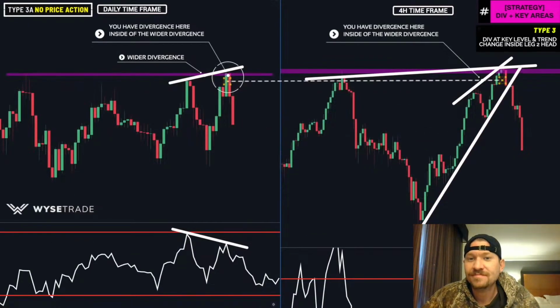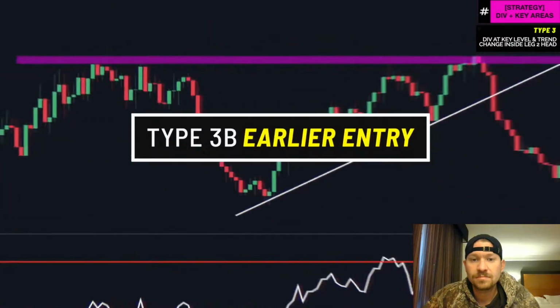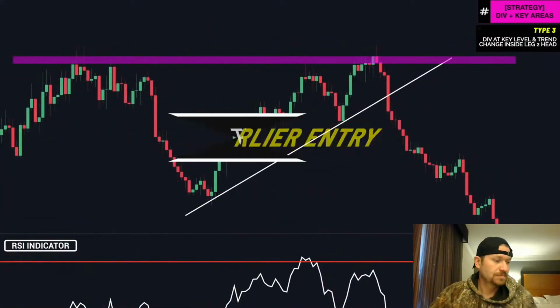You again are able to place a trend line onto the immediate trend on this time frame. And then once you had your trend line break, everything is confirmed, and you would start looking for trade entries short on the lower intraday timeframes. So let's move on to type 3B, which is when you want an earlier entry.